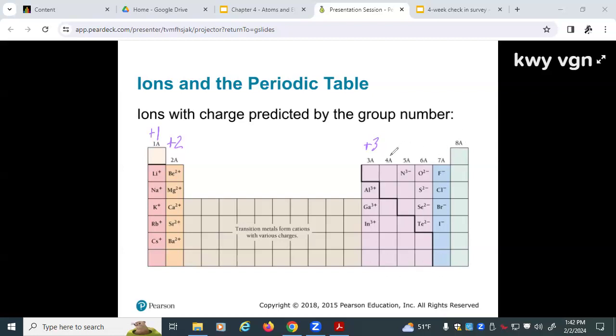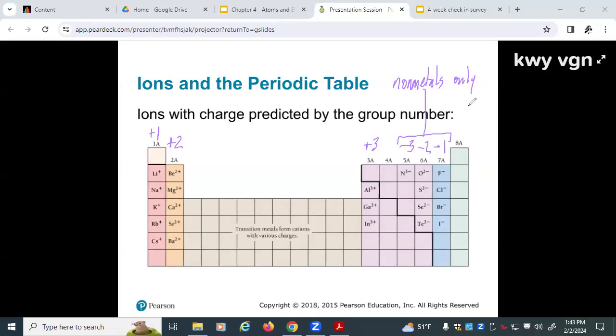Flip it over to the non-metal side. The halogens, group 7A, 17, always make -1 charges. The oxygen group always make -2 charges. The nitrogen group always make -3. Now, one important note: all of those charges apply only to the non-metals in those groups.